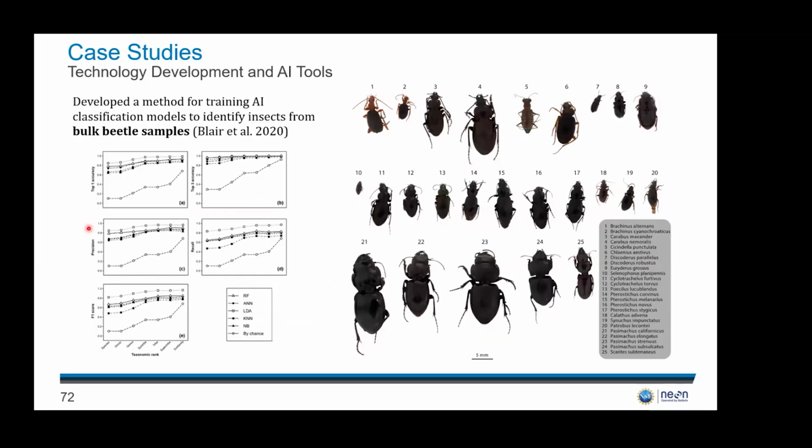More recently, we've been getting a lot of requests for specimen images, mostly for use in developing AI tools, and mostly again for use in classification, which is pretty neat. And so these researchers took our bulk beetle samples, which, if you remember, are not identified as species. It's just a jar of beetles, and developed some classification models to try and identify the species that were within those samples.